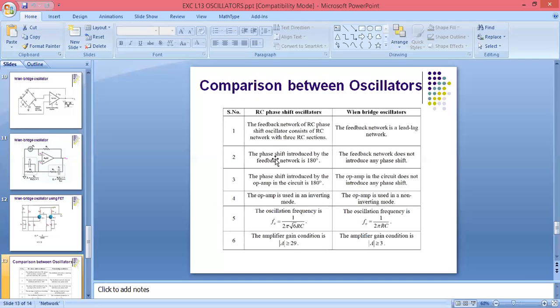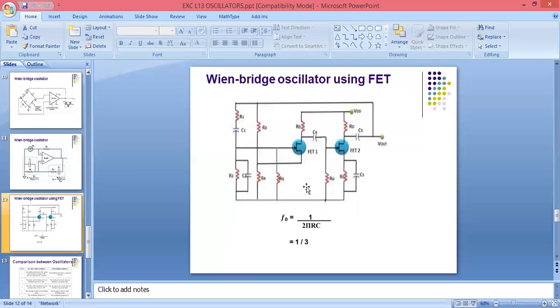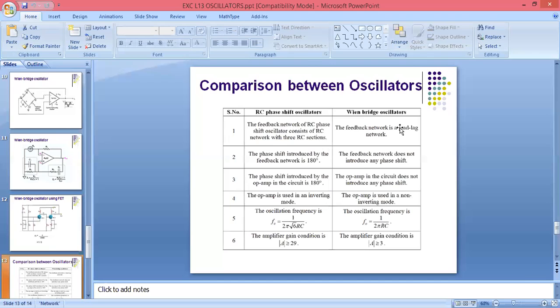In the RC phase shift oscillator, the feedback network will provide a 180-degree phase shift. But the Wien bridge oscillator will not give any phase shift. In the RC phase shift oscillator, we get the phase shift by using only a 2-stage RC coupled amplifier. This gives 180 and this gives 180, and the Wien bridge is not giving any amount of phase shift. So we can say the feedback network does not produce any phase shift. The phase shift is introduced by the op-amp.